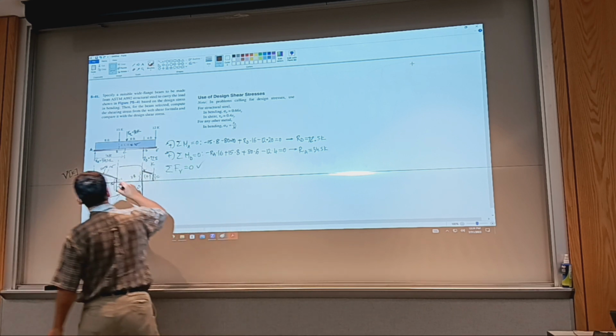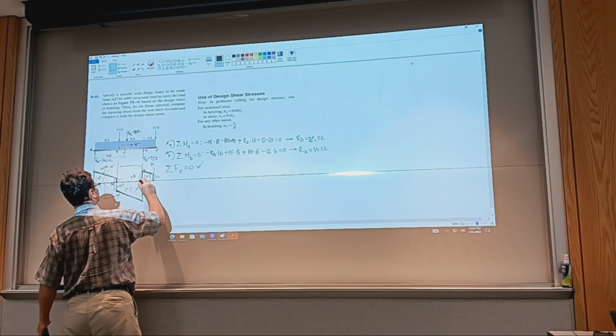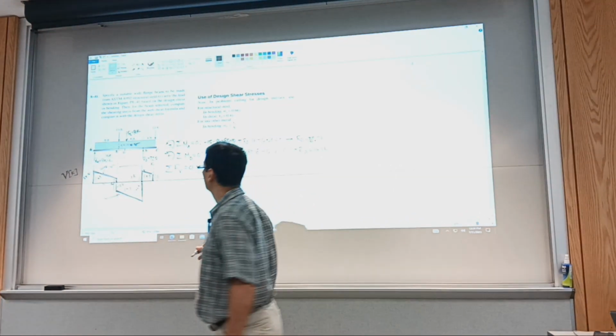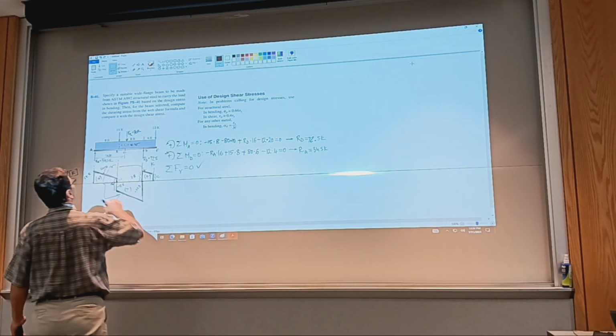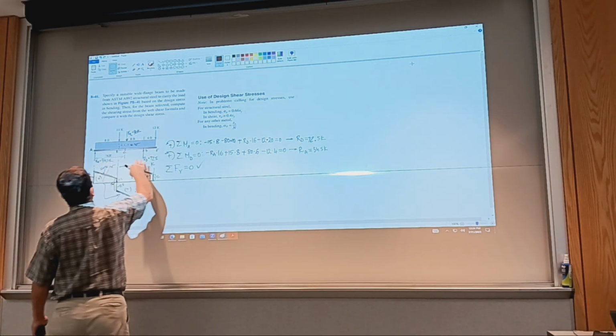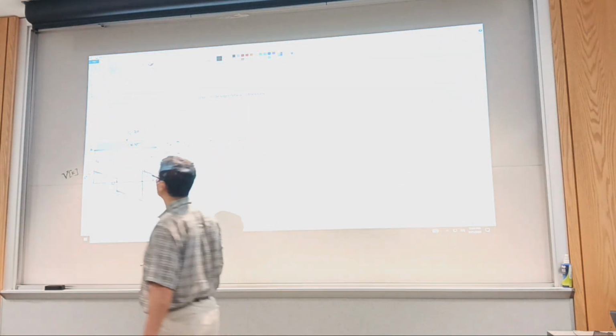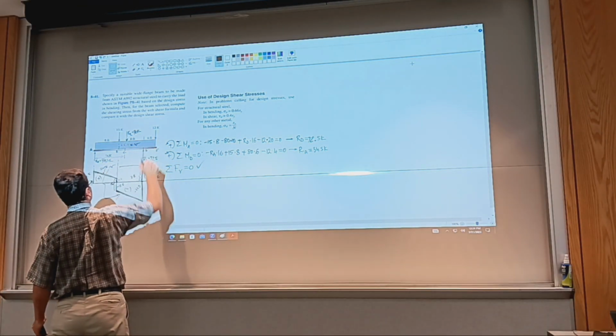I'm seeing the V diagram crossing the x-axis in 2 places. I'll have 2 extremes on the moment diagram. I cannot tell for sure if this is a smiling beam throughout, or maybe there's frowning between D and E. We'll see.